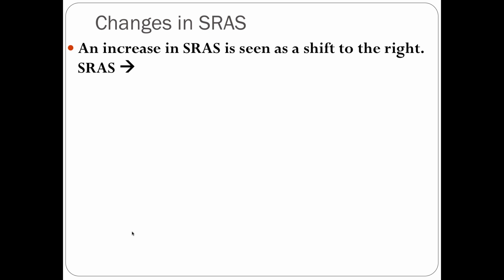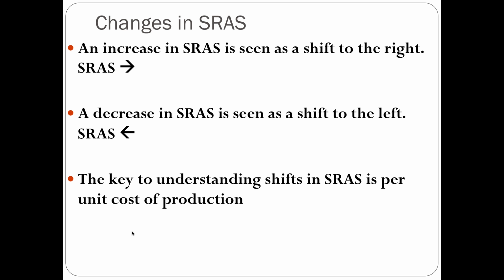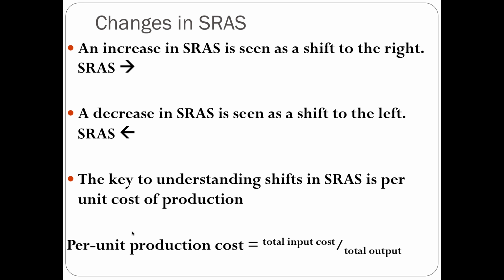All right, so let's look at some changes in short-run aggregate supply. An increase in short-run aggregate supply is going to shift the curve to the right, and a decrease is going to shift it to the left. We've already talked about that. The key to understanding shifts in short-run aggregate supply is the per unit cost of production. Per unit cost of production is equal to the total input cost divided by your total output.